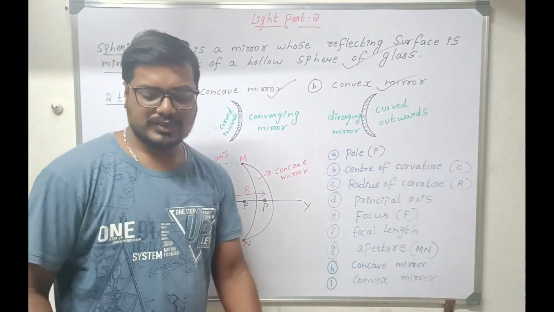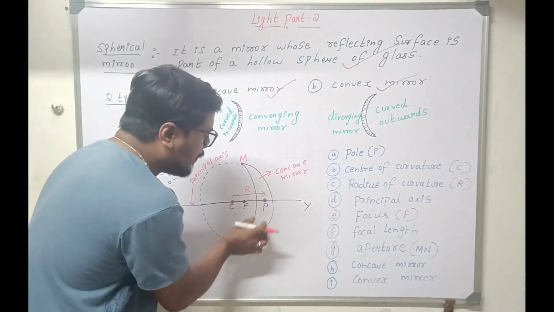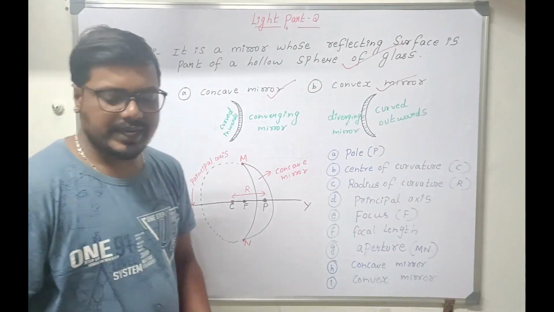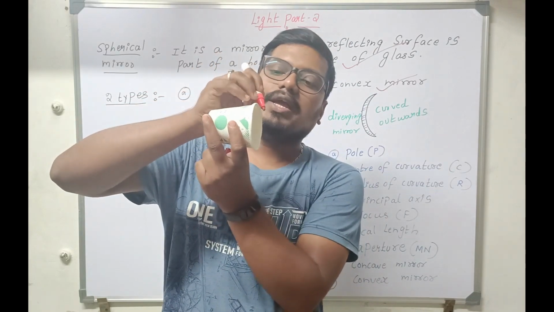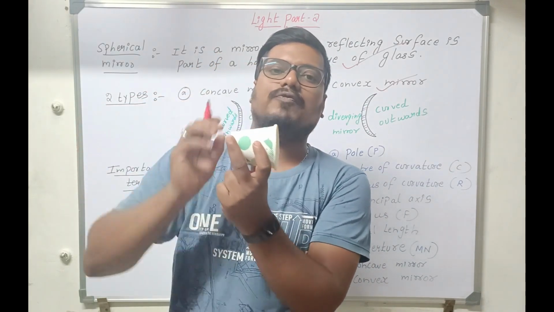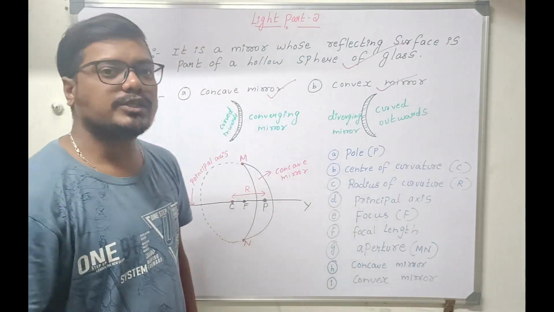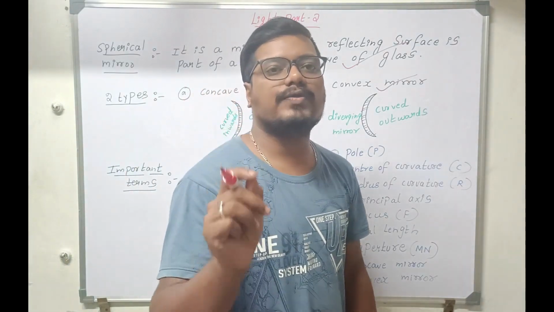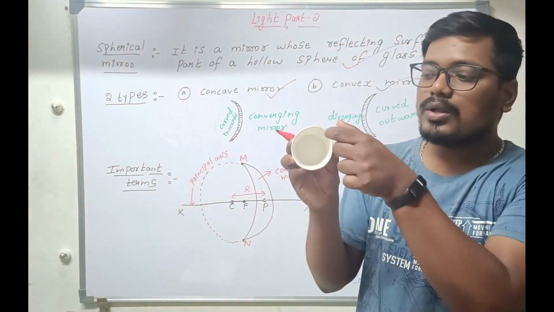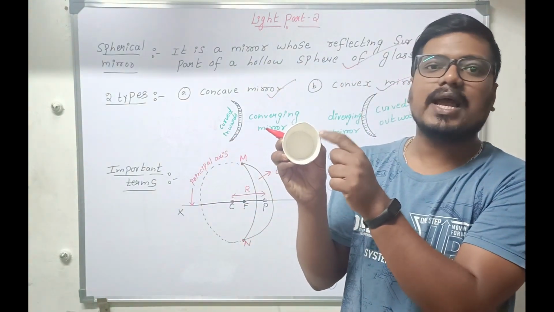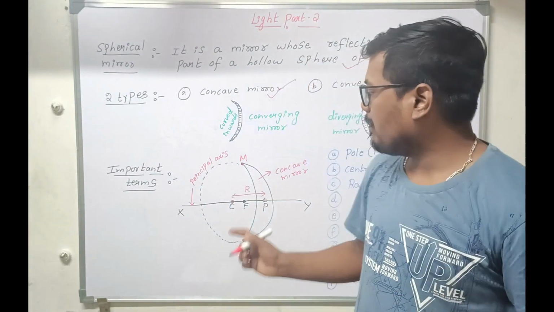Now first, pole. So what is the meaning of pole? If you see this diagram, you can see this reflecting part, this point, right? So let us take this glass cup. The outer part, can you see the outer part? In this, the midpoint of this reflecting surface is the pole. What is pole? Midpoint of the reflecting surface. In the glass also I showed you the outer part, the midpoint, exactly the center. Midpoint of the reflecting surface is called the pole, denoted by P.